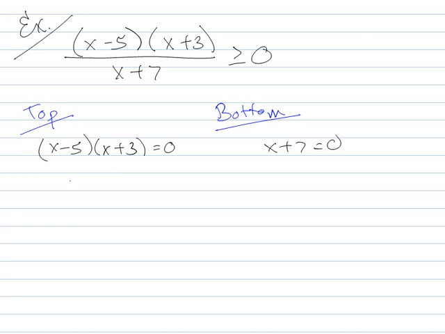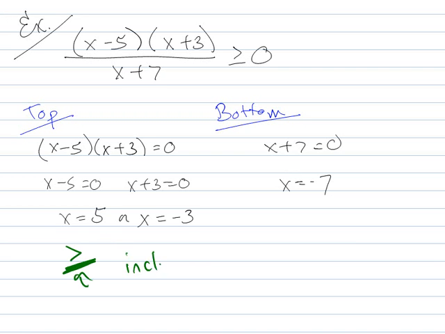It's fantastic. So that means x minus 5 is 0, or x plus 3 is 0. So x is positive 5, and x is equal to negative 3. And here x is equal to negative 7. Now on the top, am I going to include these points? Yes, I'm going to include these points because of the equal sign. And what about on the bottom? Not included, right? I never, ever, ever include anything on the bottom because I don't divide by 0.